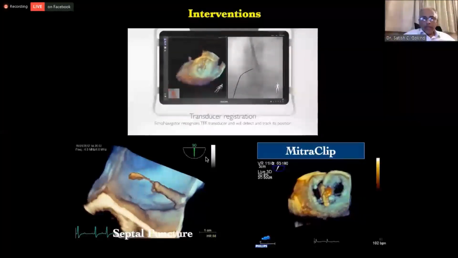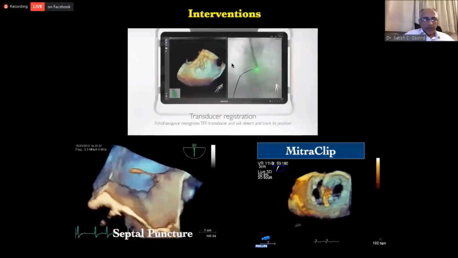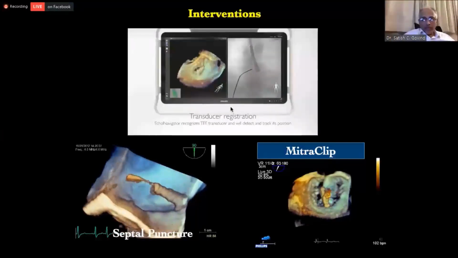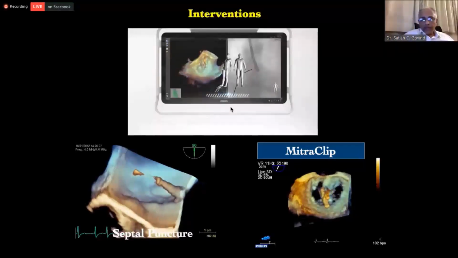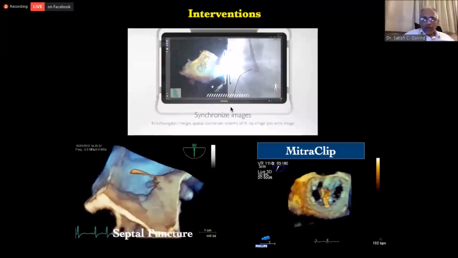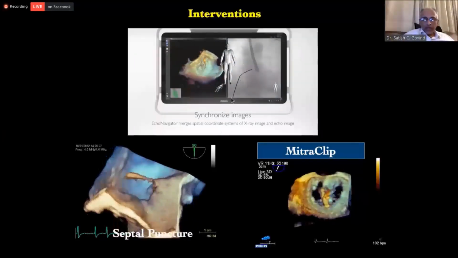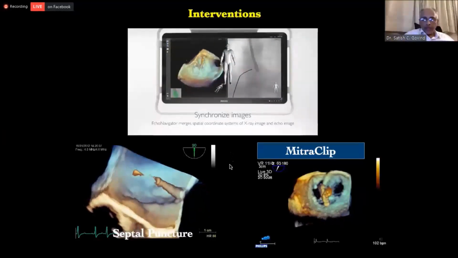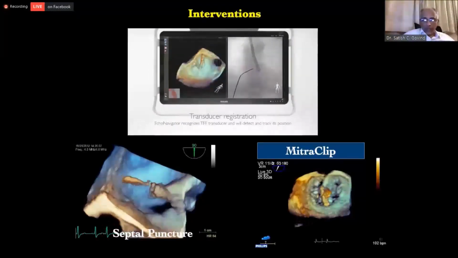Now, the other area where echo is useful in terms of regurgitation is in terms of interventions. So these interventions are very limited in terms of the way it is done in Asia. It has still not come in a big way, but it can be very, very helpful, highly dependent as far as the intervention is concerned. The echo is the eyes for the interventionist. So this is something where it can play a big role.